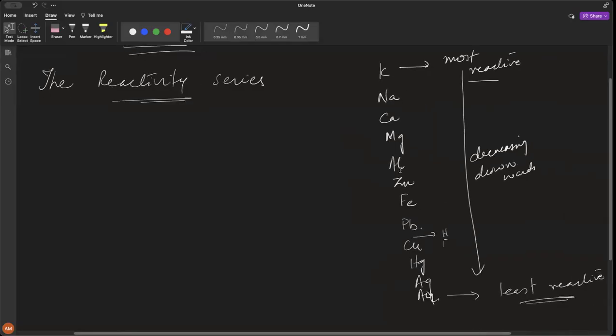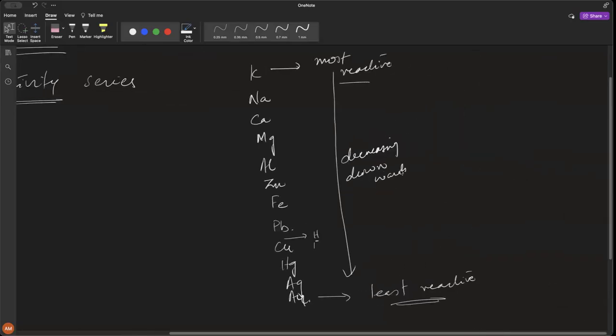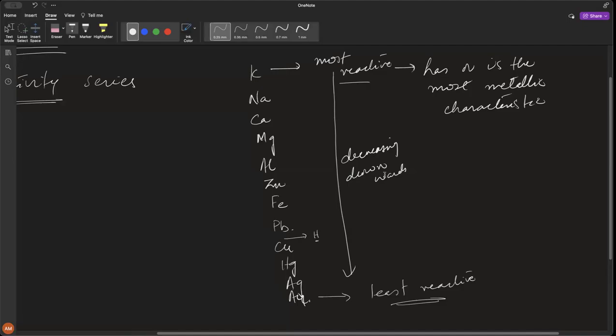All right, so what do we mean by the most reactive? It means potassium has the most metallic characteristic. This is what it means. Most reactive means it has the most metallic characteristic.